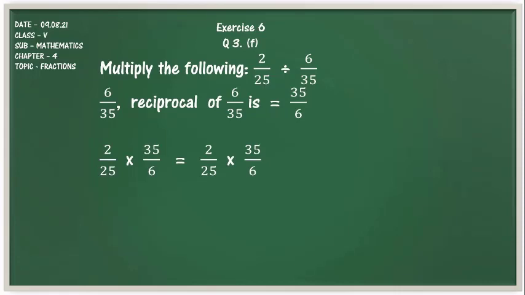Let's try to reduce the terms. So here I have reduced 2 and 6 by the table of 2. So 2 divided by 2 gave us 1 and 6 divided by 2 gave us 3. Again, we had 25 and 35 left, which I have reduced by the table of 5. So 25 divided by 5 gave us 5 and 35 divided by 5 gave us 7. Now 1 and 7 are left as the numerators and 3 and 5 are left as the denominators, which after multiplying together we got 7 upon 15, which is our answer.